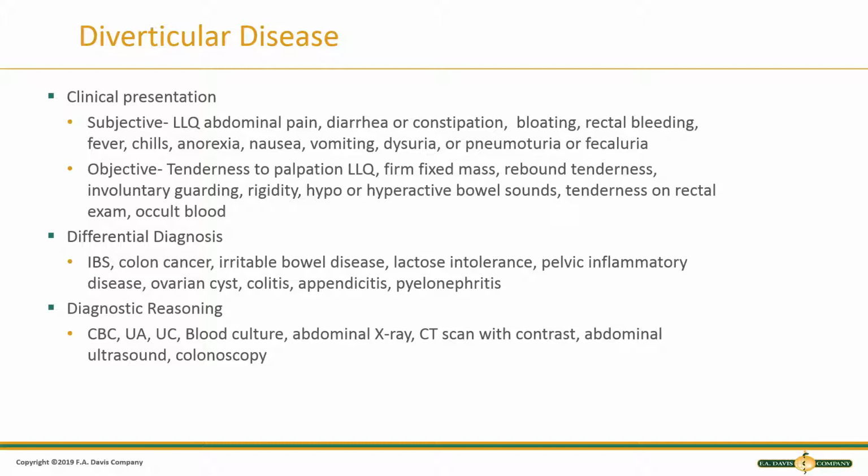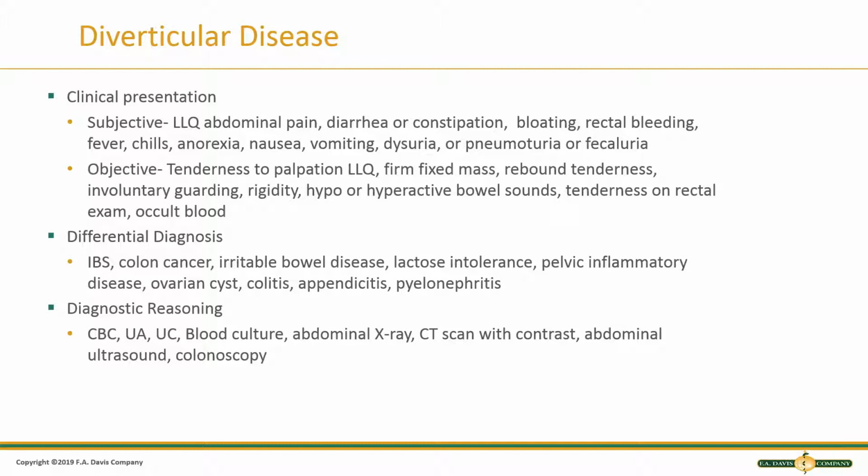CBC might show mild to moderate leukocytosis with diverticulitis, but normal in diverticulosis. Hemoglobin and hematocrit might be low if there is rectal bleeding. Increased red blood cells and white blood cells in the UA and positive urine culture suggest a fistula to the bladder. If peritonitis is suspected, get a blood culture.